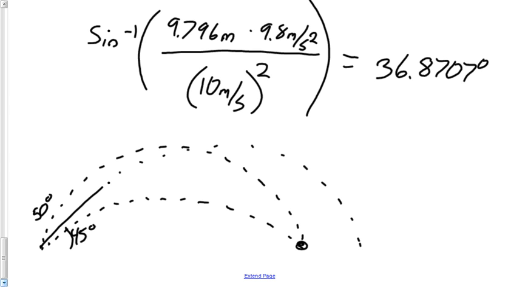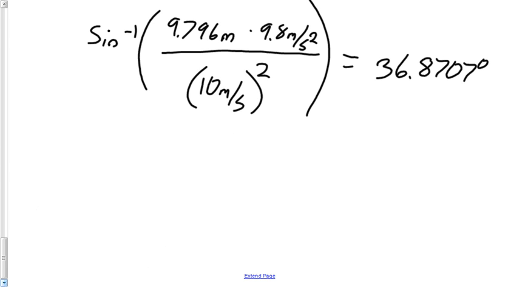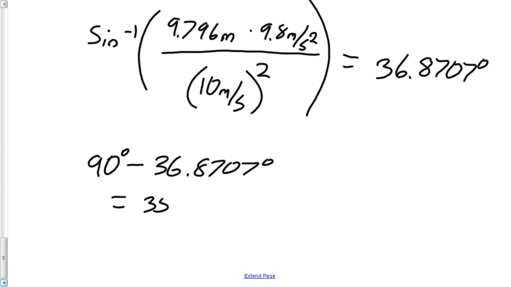So there's another angle. What I do is I take 90 degrees minus the 36.8707 degrees, and that will give me a value of 53.1293. And quite obviously, that's awfully close to 53.13 degrees. That just shows a little bit of rounding errors that we had along the way, but we really did a pretty good job of not making that too bad.